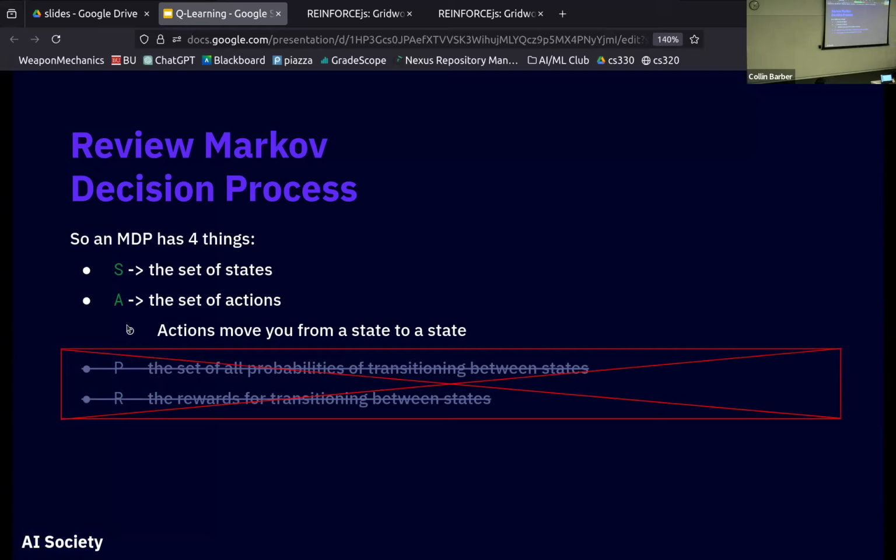Before I move on, Q-learning only has access to the states that you're currently in and the actions you can take in that state, which is really nice because you can model anything that way, right? You can model Pac-Man, you can model the real world, you can do whatever you want.